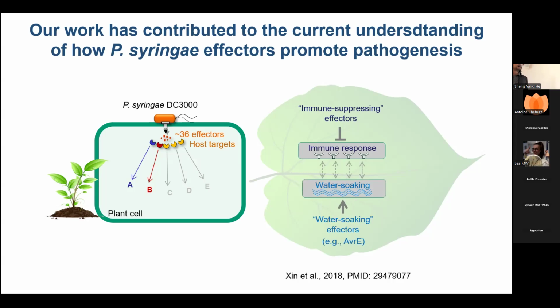The other one, what we recently described, is a process where some effectors, we call them water-soaking effectors, actually cause water accumulation inside the leaf. So if you look at the leaf, it looks water soaked. Okay, and this is very common actually in not only bacterial pathogens but other types of infection, including fungal pathogens, oomycetes, etc.